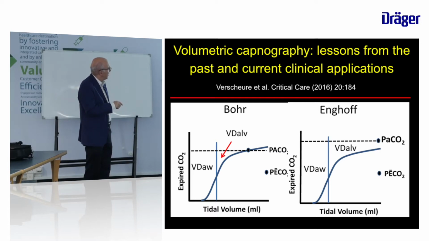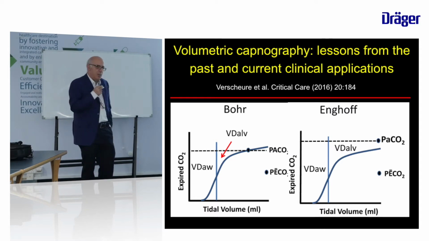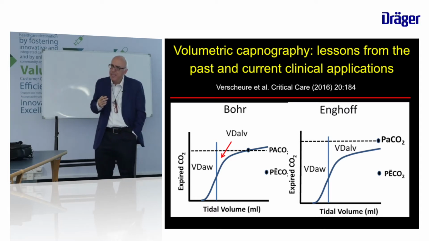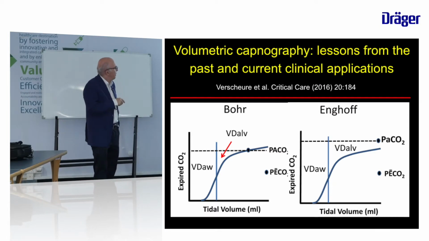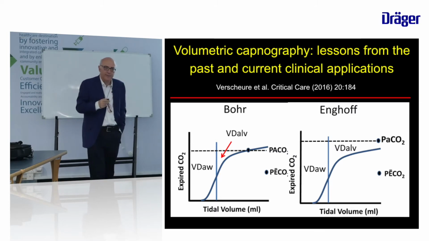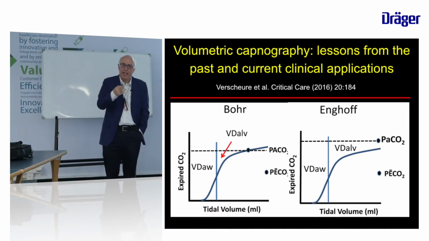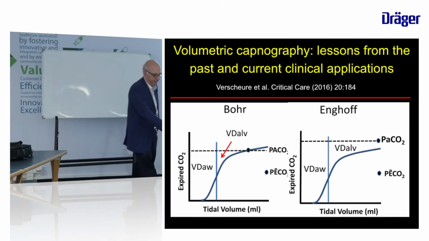With the Enghoff method, you have to measure the PaCO2, and sometimes this is not exactly the same as the alveolar PCO2. So the question is that the Bohr method usually does not take into account the possible changes in the physiologic dead space due to shunt, while the Enghoff method, measuring the PaCO2, also includes the possible effects of shunt on the calculation of the dead space.